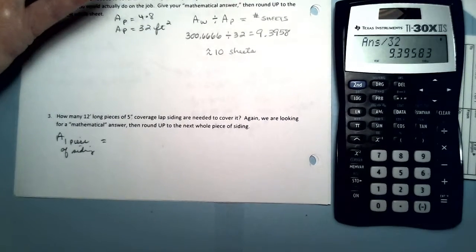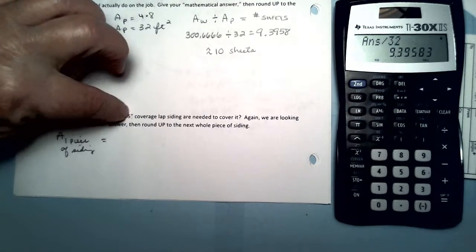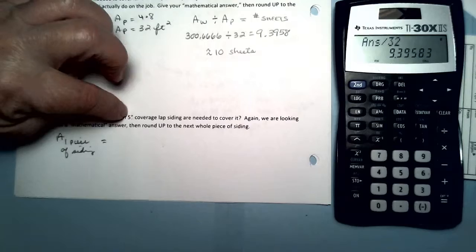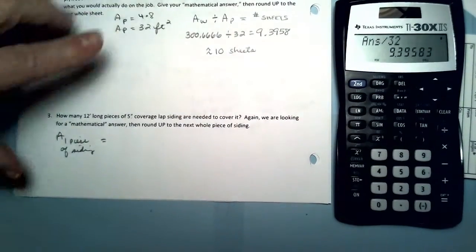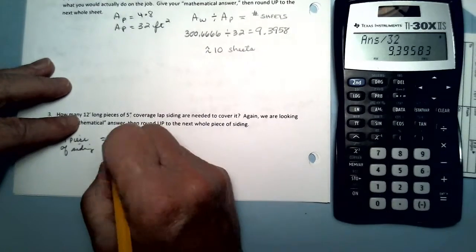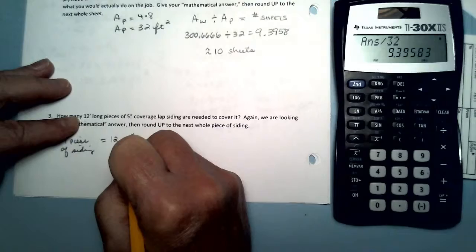Okay. Well, siding comes in lap siding, and it comes in rectangular shapes. So formula for a rectangle, length times width. But the problem is that this is 12 feet and this is 5 inches. So we're going to have to change the inches because we've been dealing with feet all along. We're going to change the inches to feet by dividing by 12.